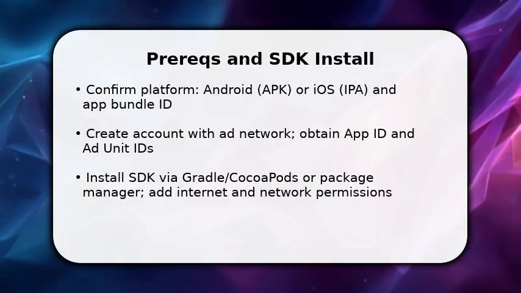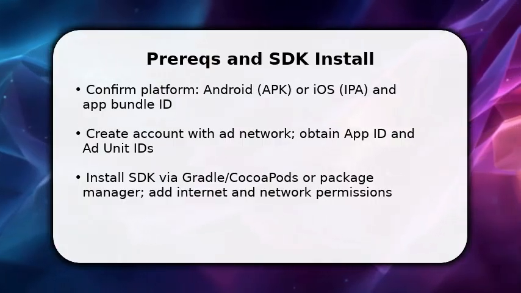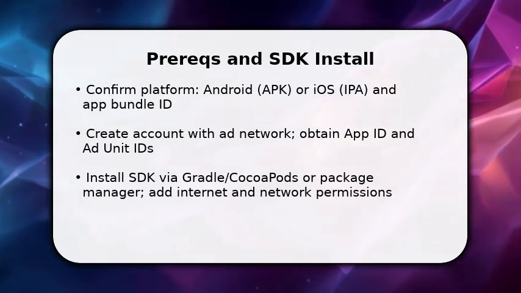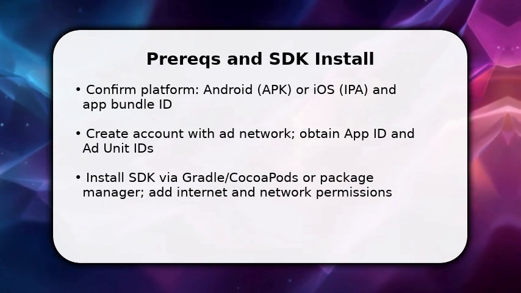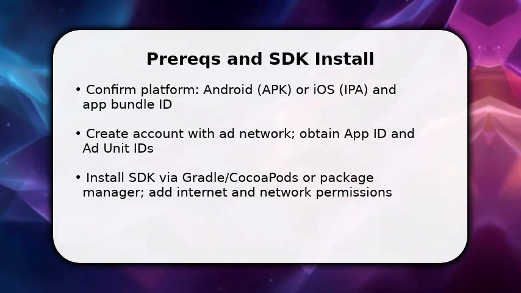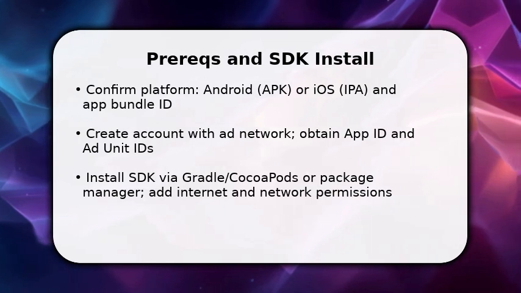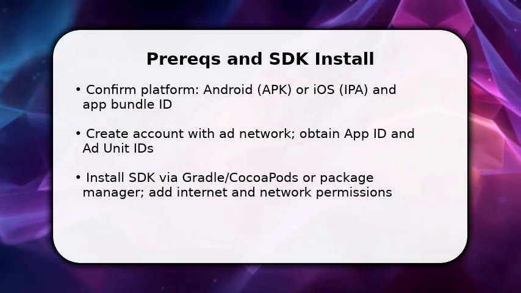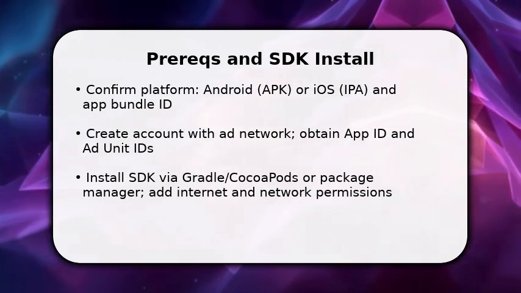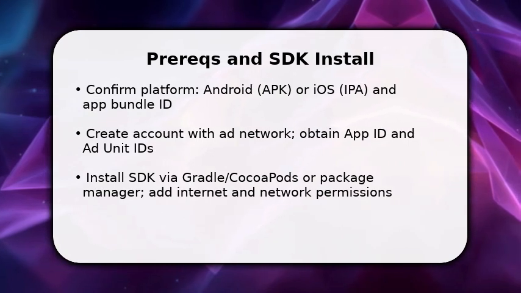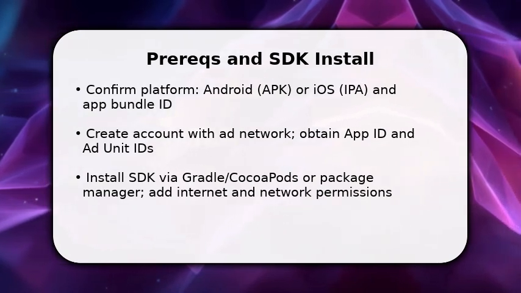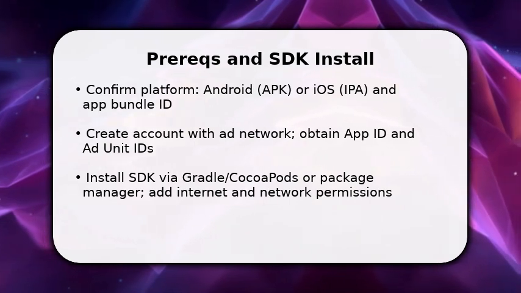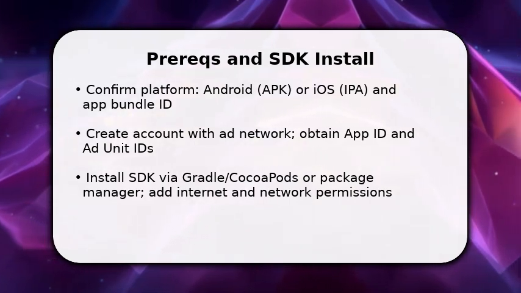Enjoy the video. You start by verifying prerequisites: target platform, app ID, and an ad network account. Next, obtain app ID and ad unit ID so you can reference them. Install the Ad SDK now, use Gradle for Android or CocoaPods for iOS, and add the required internet and network permissions to your manifest or plist. Follow sample initialization code and run a minimal build to ensure the SDK links. Once done, you'll have the foundation to request test ads immediately.